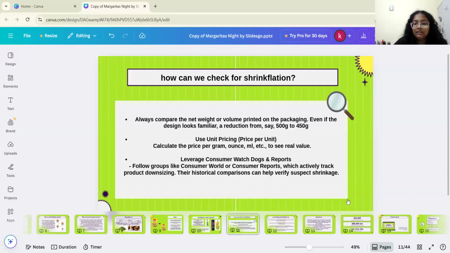So companies can use shrinkflation and skimpflation as a tactic to make more money, but they have to be careful, because if they do too much of it, consumers will start to notice. They'll launch complaints and they'll switch to a different product. So I think companies have to keep it to a minimum.